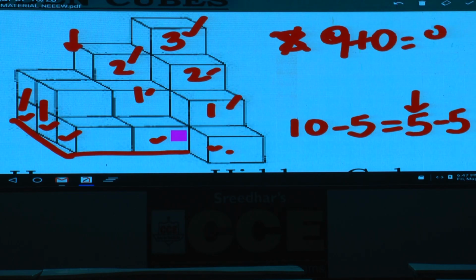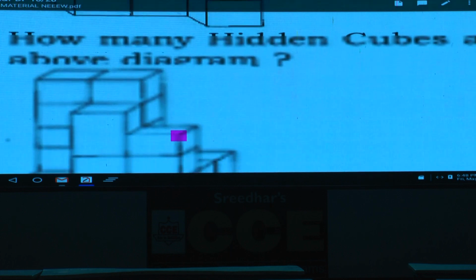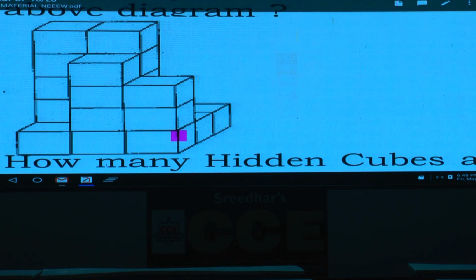And in total it is 9 hidden cubes. Done. This is about question number 6. 9 is the answer. Done with this? And in all these questions, we are going through the same approach. Then question number 7.